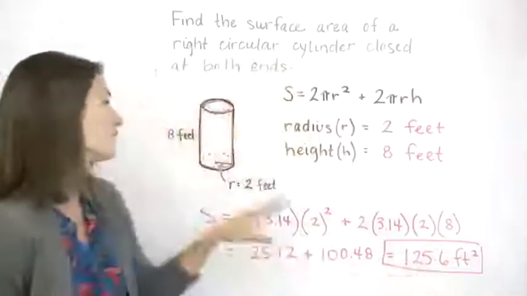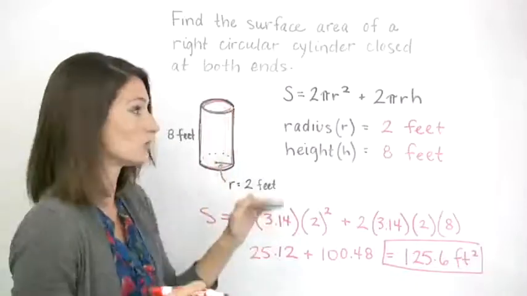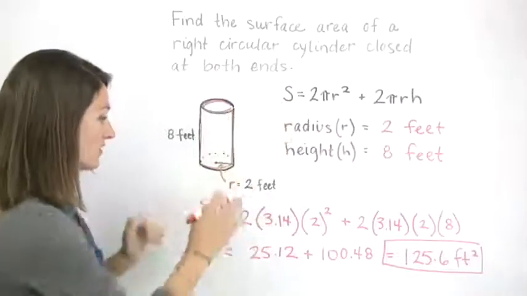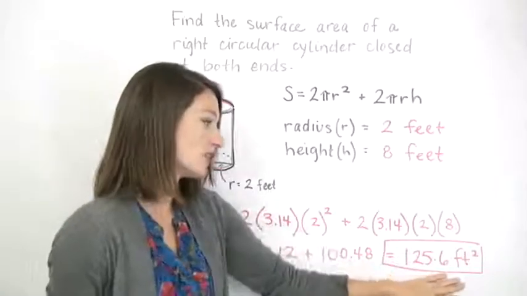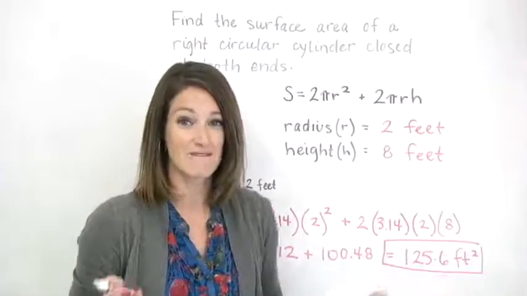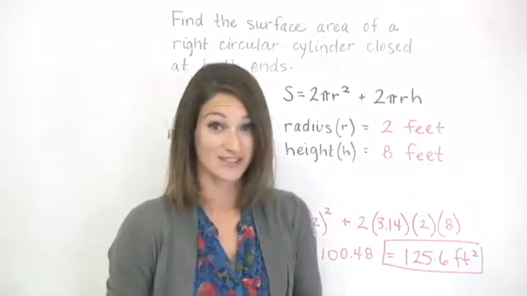So the surface area for this right circular cylinder that is closed at both ends, so we use the correct formula for that, that has a radius of 2 feet and a height of 8 feet, gives us a surface area of 125.6 feet squared. Lastly, let's take a look at surface area of a sphere.